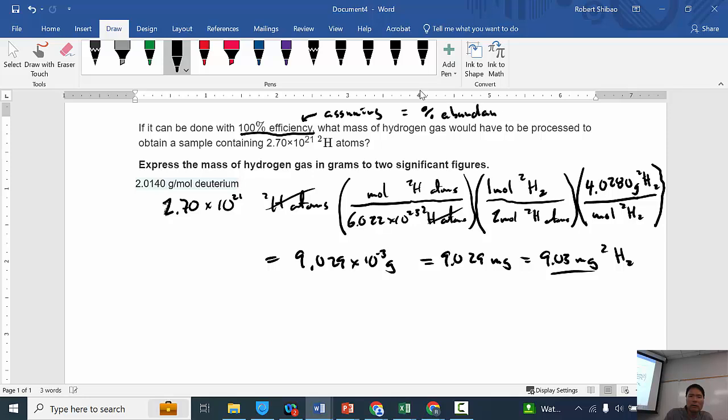So we can just have a bunch of hydrogen and all of them are deuterium. Correct. Oh, I see. I didn't read this carefully enough. I thought that they were asking what mass. They say what mass of hydrogen gas would have to be processed. So I was thinking, okay, if this is 100% efficiency, what mass of hydrogen gas has to be processed? I was having a hard time figuring out where to plug in the 0.015%.